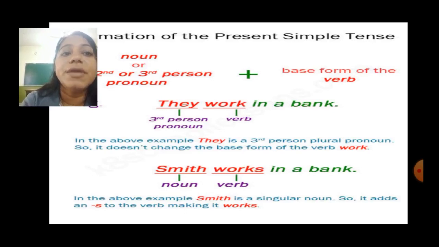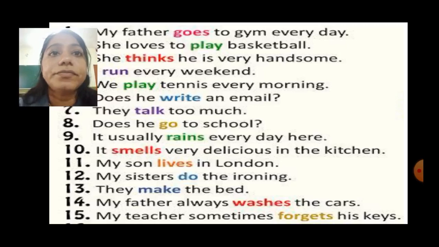Smith works in a bank. Here the noun is Smith, and the verb is works. In the above example, Smith is a singular noun, so it adds s to the verb, making it works. Now let's see a few more examples.